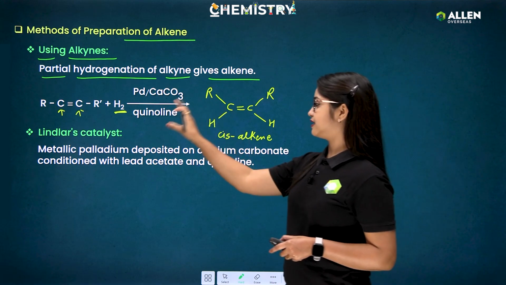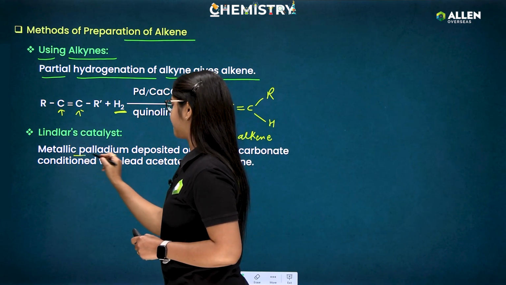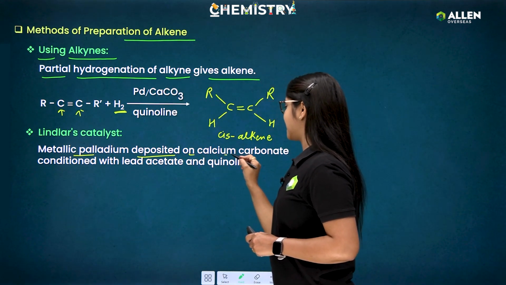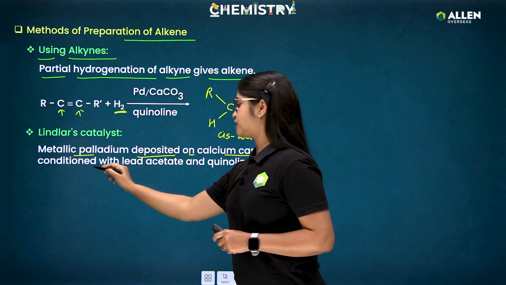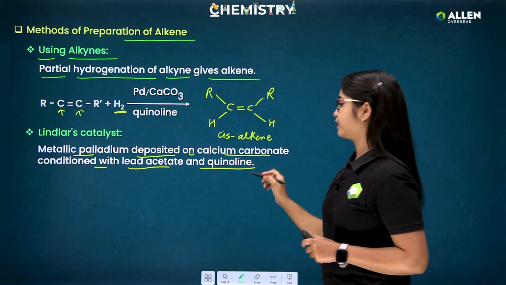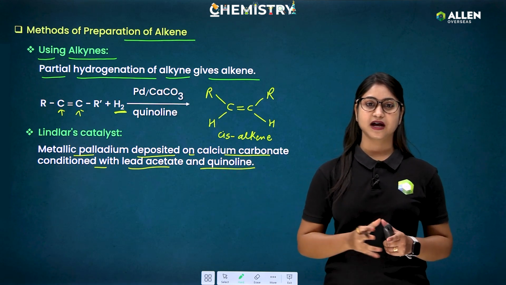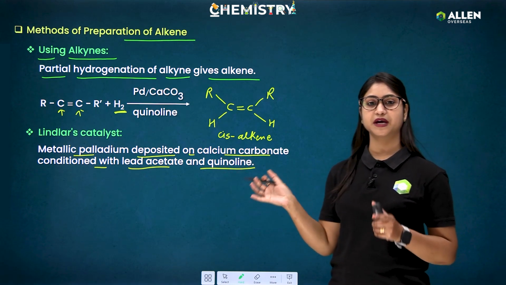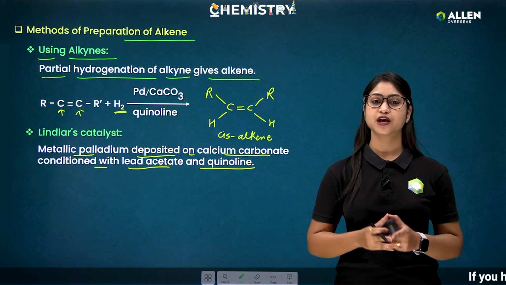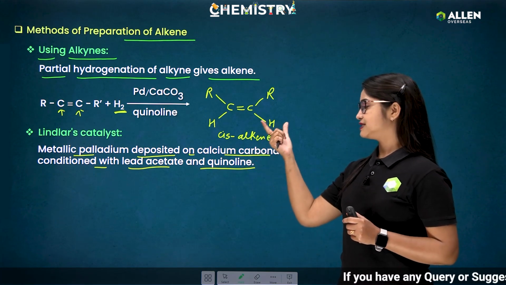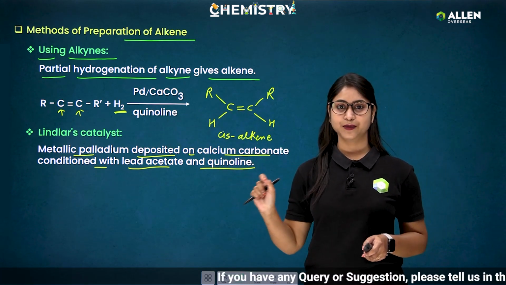Okay, so what is Lindlar's catalyst? Metallic palladium deposited on calcium carbonate conditioned with lead acetate and quinoline. This is called Lindlar's catalyst. So always remember, in presence of Lindlar's catalyst, you are going to get cis alkene from alkyne, right?